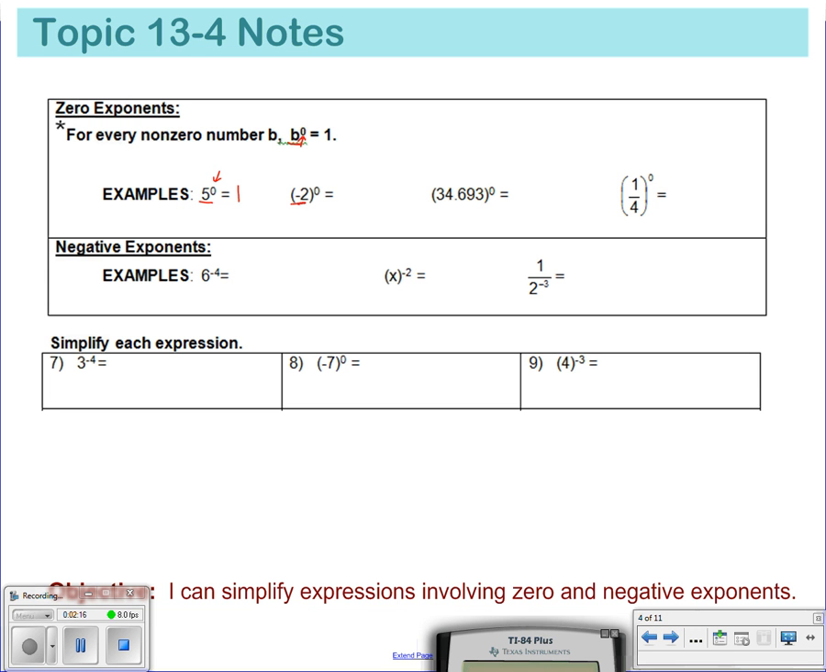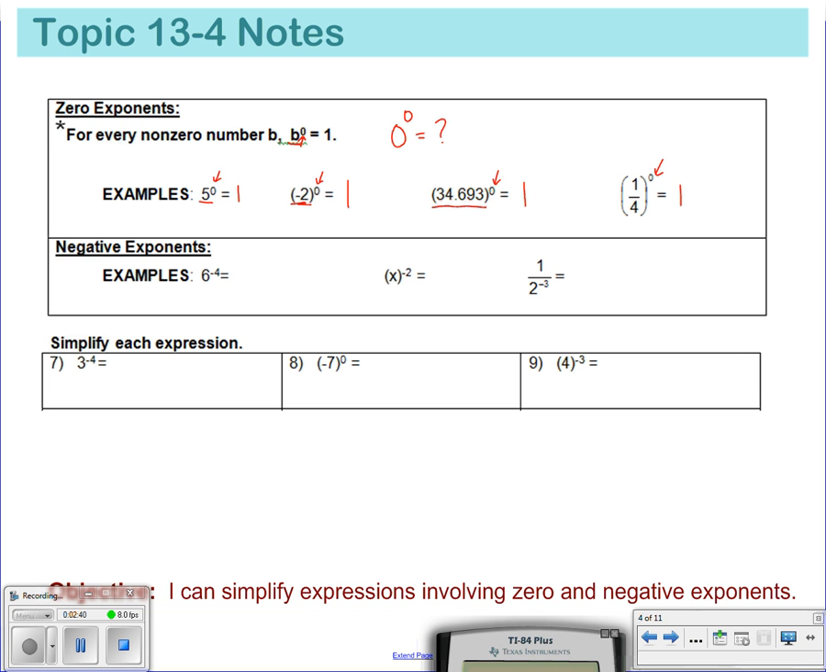Our next example, we have negative 2. Negative 2 is being raised to the 0 power. It's going to be equal to 1. I have 34.693. That is being raised to the 0 power. It must be equal to 1. 1/4 being raised to the 0 power is also equal to 1. The only one we do not know is if we say 0 to the 0 power.